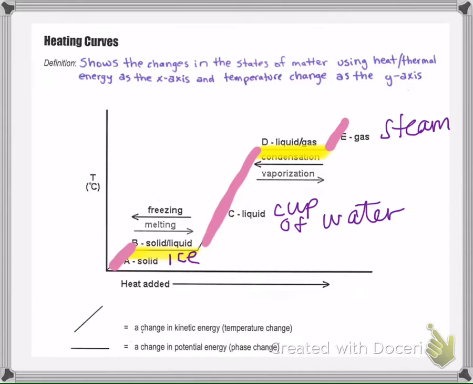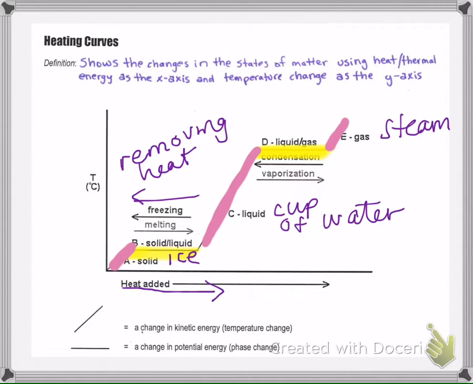If I am adding heat, so heat, remember, heat is being added or heat is being removed. So if I'm going to the left, I am removing heat. Remember, if you are removing heat, that's exothermic. So going from a solid to liquid, I'm adding heat, so that is melting. If I'm going from a liquid to a solid, I am removing heat, so that is freezing.